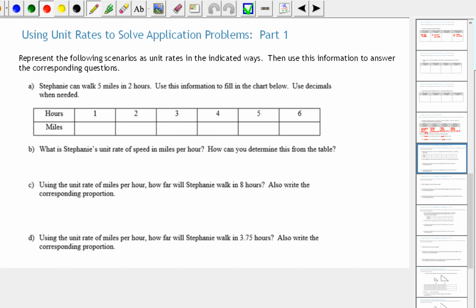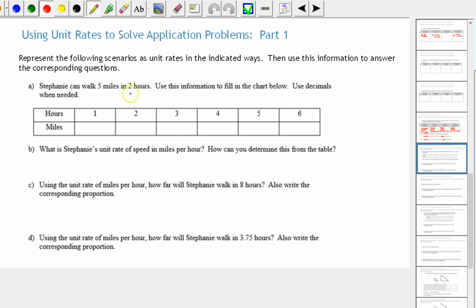Now there's two problems using unit rates to solve application problems in the media lesson, and something we're going to start to do here is have them fill in tables. Again, this will get them ready for proportional relationships, linear functions where the intercept is the origin, and just help them to see these patterns. I have them use doubling and halving a lot.